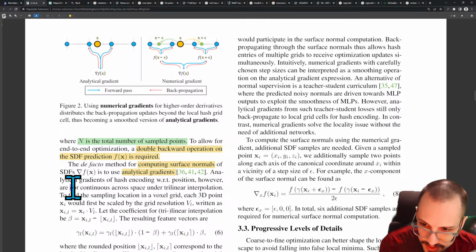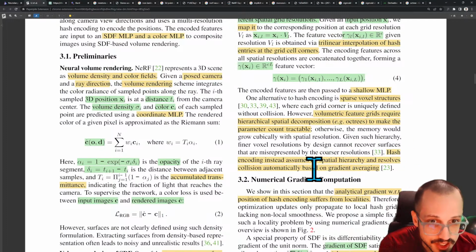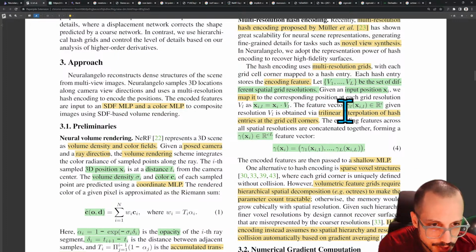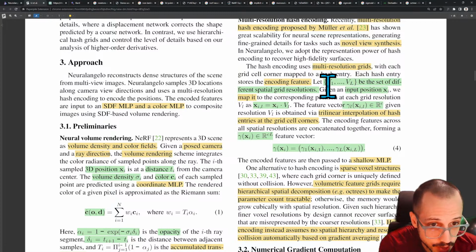All right, this is a dense sentence here. "Are not continuous across space under trilinear interpolation." So I think what they're talking about here is that they're interpolating between these feature vectors, right? They have a bunch of these feature vectors, one for each grid. So you have L of these different grids at different resolutions, and then you're getting a feature vector for a point in each grid, and then you're basically interpolating all of those feature vectors together.